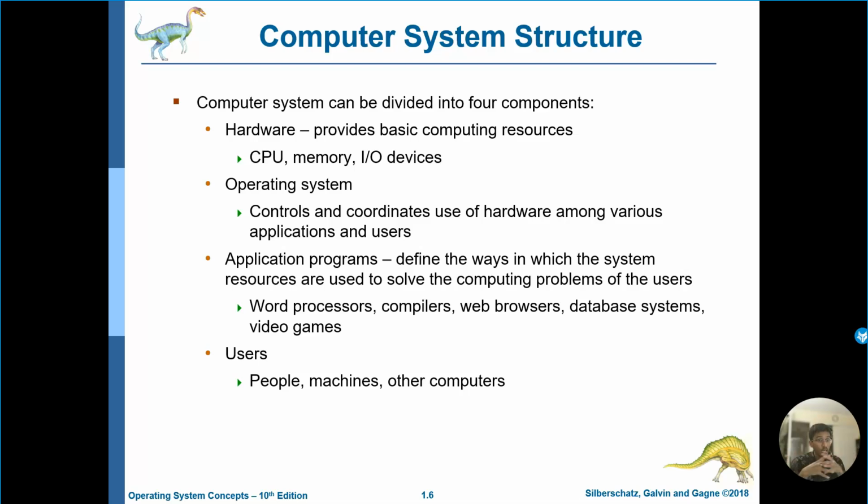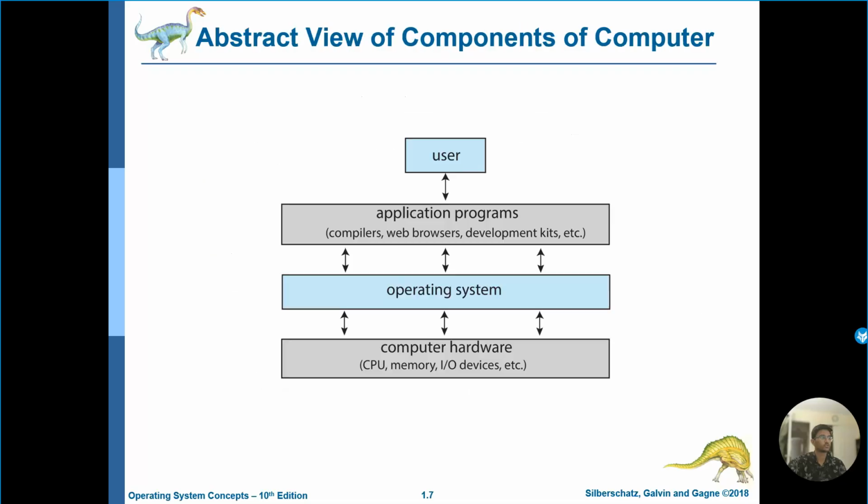Then comes our operating system, the middle, okay? That controls and coordinates the use of the hardware among the various applications and users. Then comes the user application programs. Like when I open up a word processor, compilers, web browsers, all right, these slides, opening up this presentation, those are the application programs. And who are the users? Users: me, you, right? It could be machines also as the users, and other computers also. So these are the four main components: hardware, OS, application programs, and users.